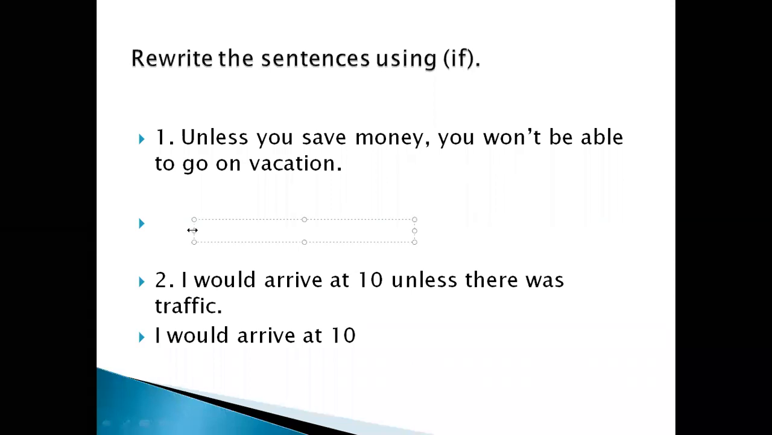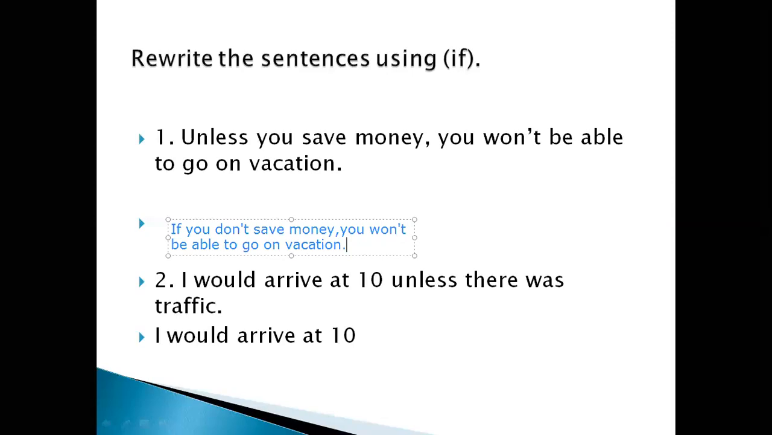I will say, if you don't save money, you won't be able to go on vacation. So this is how we change it from unless to if not.